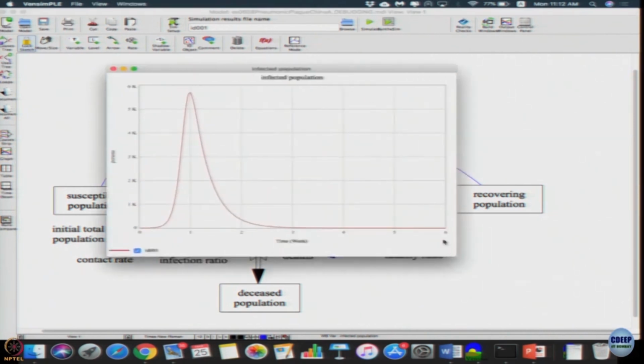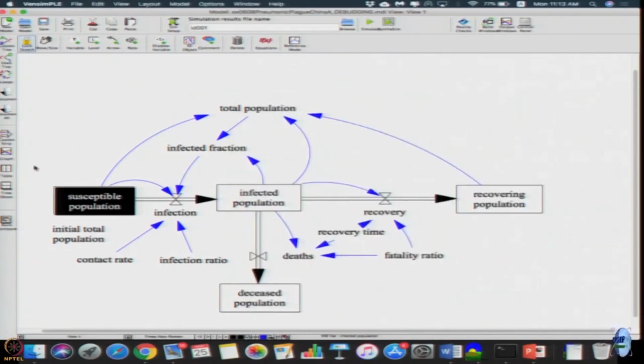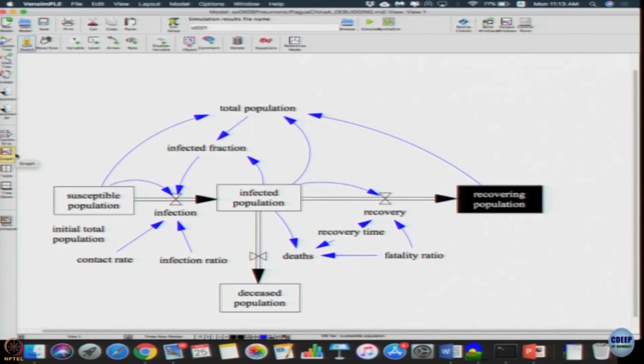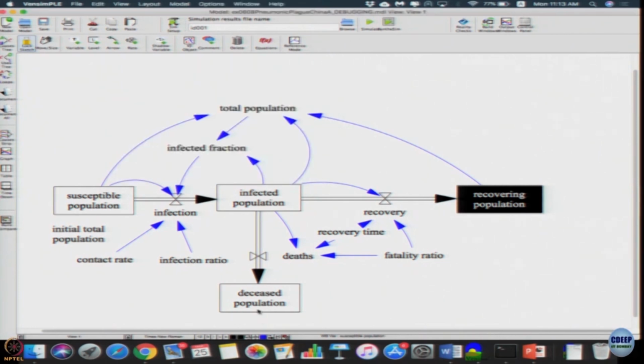Okay. Susceptible seems reasonable. I mean, infected seems reasonable. Susceptible has to decrease and went to 0. That's also reasonable. Recovering, yeah, it's showing classical S-shaped growth. That's the dynamics we expect from this model.